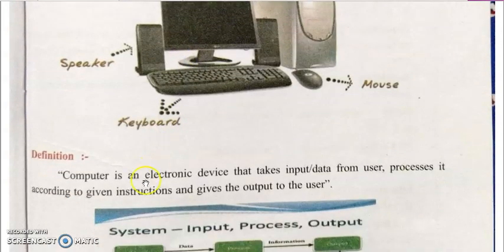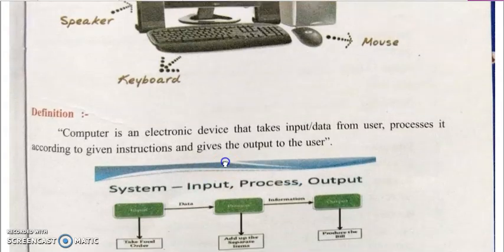So the definition of a computer would be: a computer is an electronic device that takes input or data from a user, processes it according to the given instructions and gives the output to the user. The computer will process the data that is fed into it by a user according to the user's instructions. Whatever the user wants, in whatever way they want, the computer is going to process it for them.